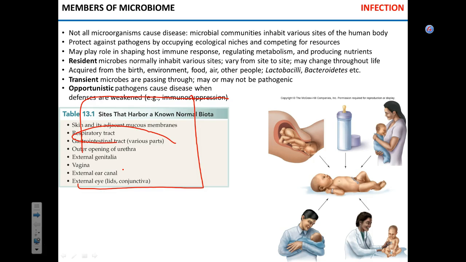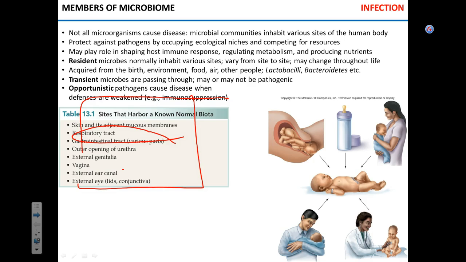GI, different parts have different habitations. For instance, stomach is mostly free of microbes because of the rough conditions. Small intestine is not really inhabited, but large intestine has an enormous number of microbes. Okay, eyes, we can consider it being a part of the skin, like outer coverings. Okay, same goes for ear.